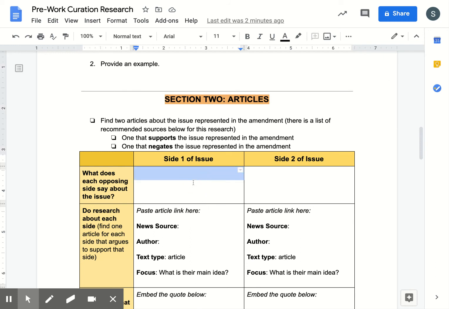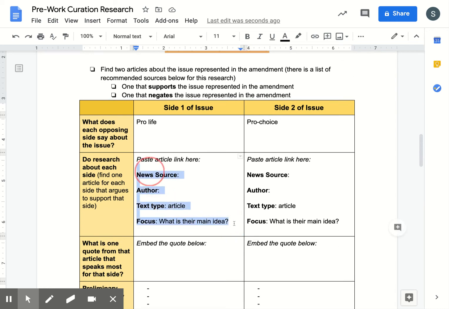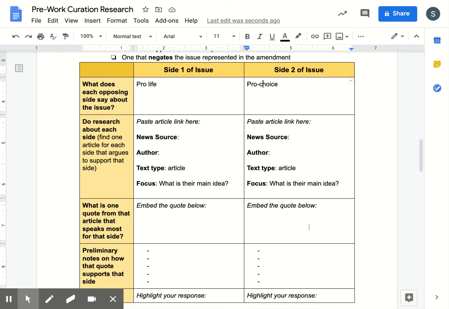I would need to think of the first side of that issue. That could be pro-life, and the second side of that issue is pro-choice. Now, I need to do some research. I need to look at an article that argues for this side, for side 1. And because you're going to be using this in a fact sentence, you need to get the following bolded ideas: news source, author, text type, focus. And then you'll research an article that is pro-choice.